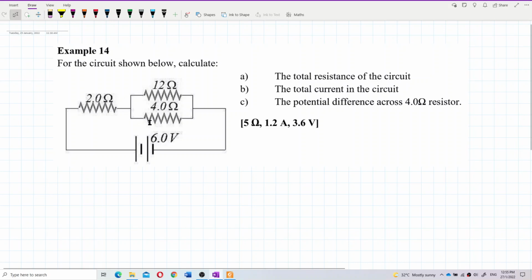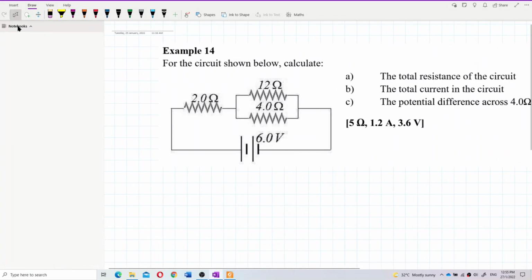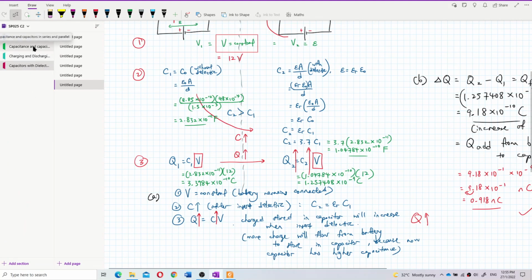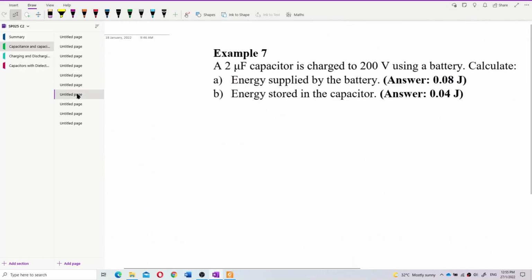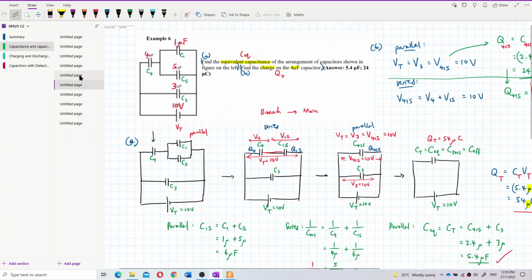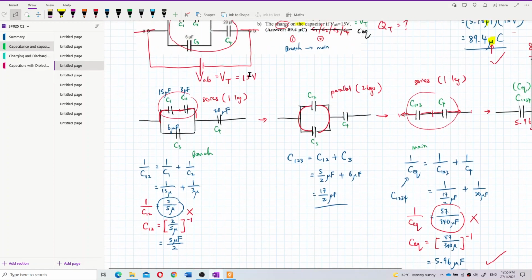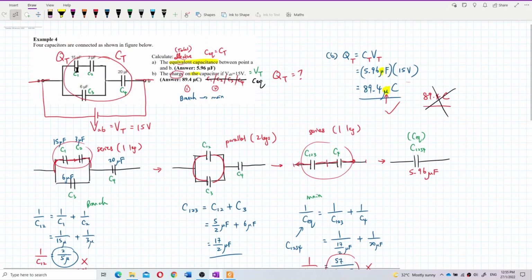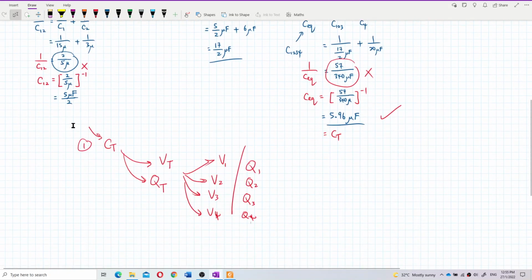It is almost similar to the series and parallel capacitors that we learned before. Maybe you can go back for a while and look at the capacitor. Yeah, like this one, series and parallel capacitor. Okay, this one. Right, capacitor. The flow of work is always the same.